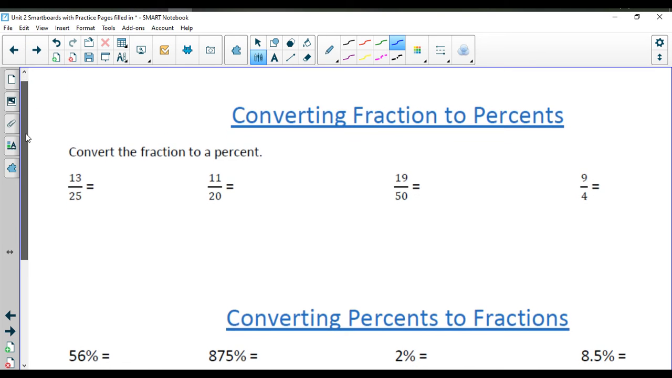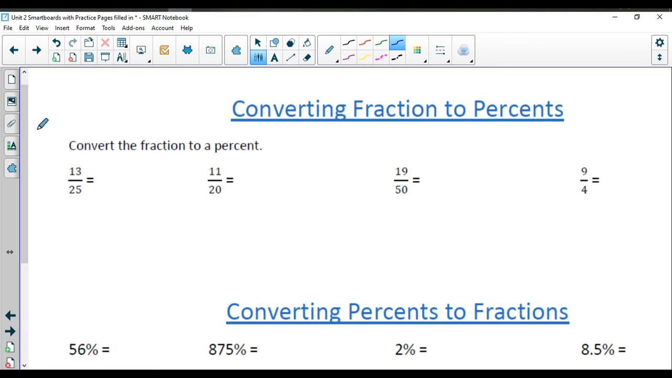Over on page number 11, we have the converting fractions to percents part. So keep in mind, percents compare numbers to 100. So if you can make the denominator 100, you already have your percent figured out. So looking at this first one, I can multiply by 4 and make my denominator 100. Multiplying the top by 4, I get 52. And then you just take the top number and put on your percent symbol.